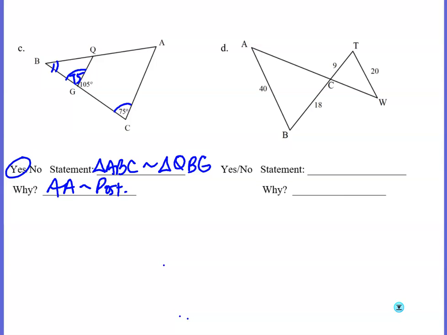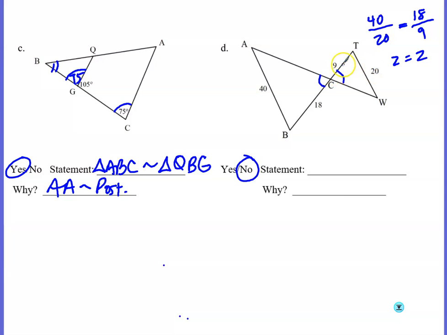All right. And then in D, I got a bow tie situation, so I can do the verticals. And then let's see, I have two sides over here, and I have two sides over here. And so if I was trying to do SAS, I might say 40 goes with the 20 because it's the biggest, 18 goes with the 9. And here's the thing, these both reduce to 2, but this is not similar. Why not? The proportions work, they had the vertical angles.